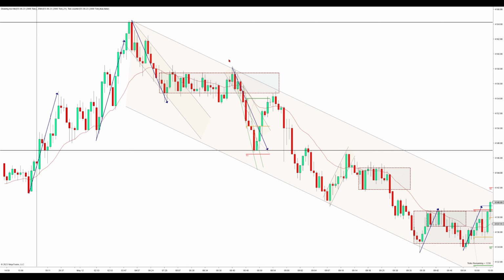This is perfectly measured right there. And so the reason I like this entry right here is because it was a perfect measured move. It was right off the overnight low. It had an overshoot of this trend right here.